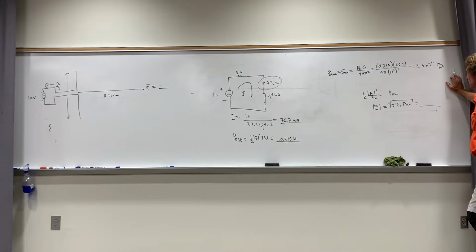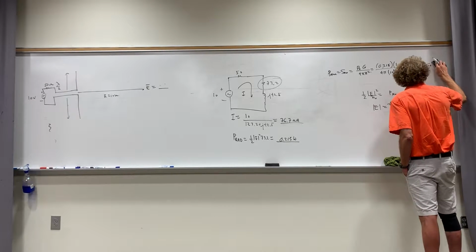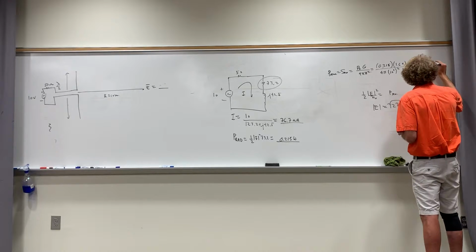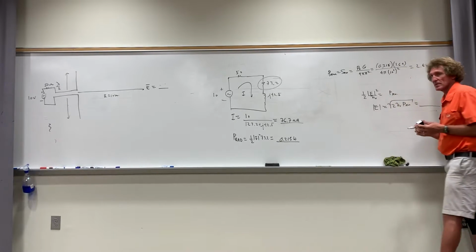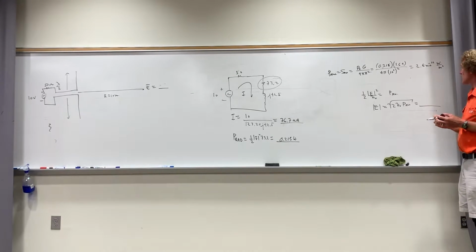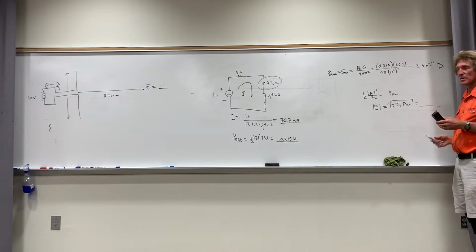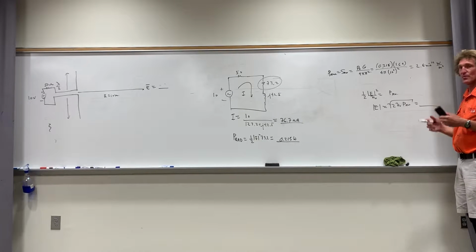I got times 10 to the minus 10. That's what I did. Oh, sorry, I guess I didn't hear it right. 2.8 times 10 to the minus 12. Anybody else? Is that right? All right, so when you take that and plug it in here, multiply it by 2 times 120 pi, and then take the square root, what do you get?